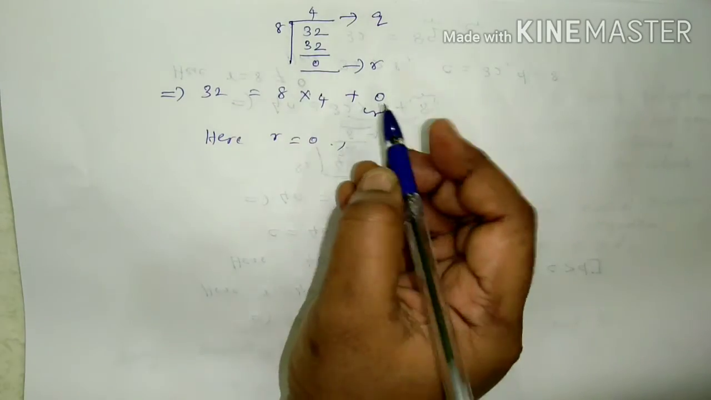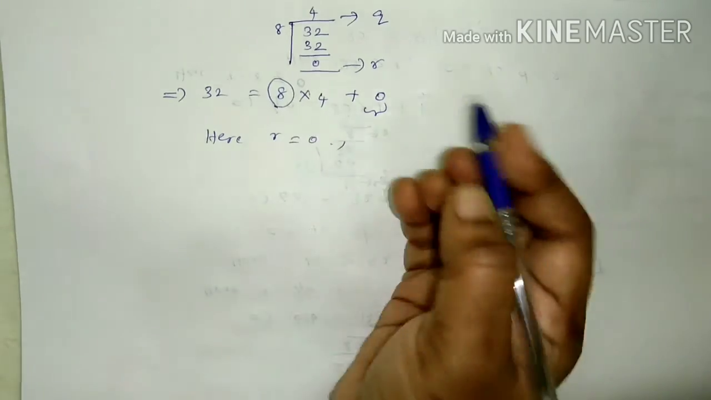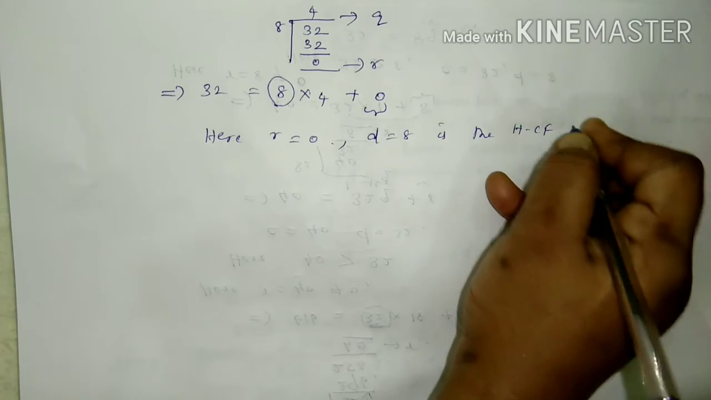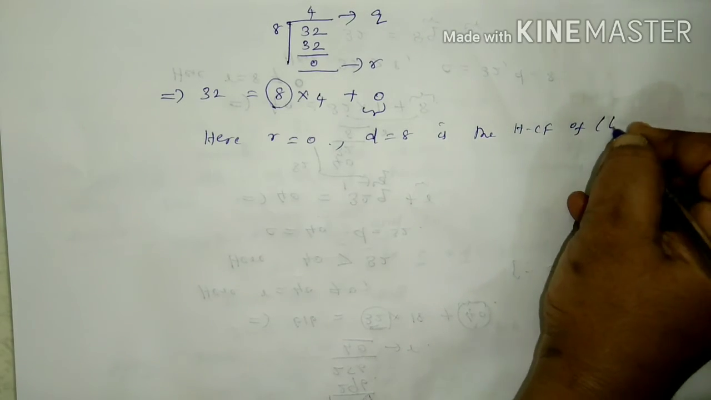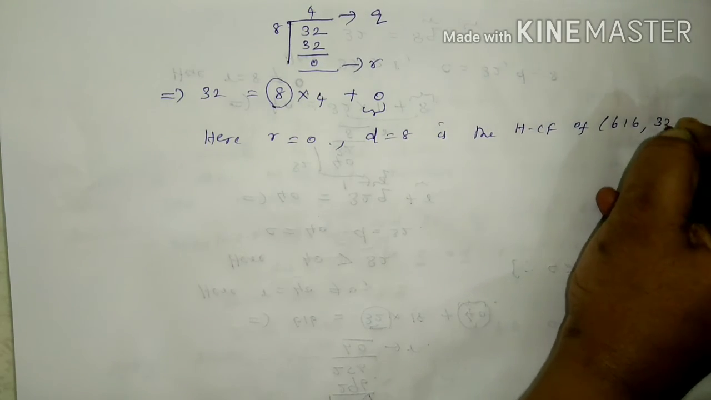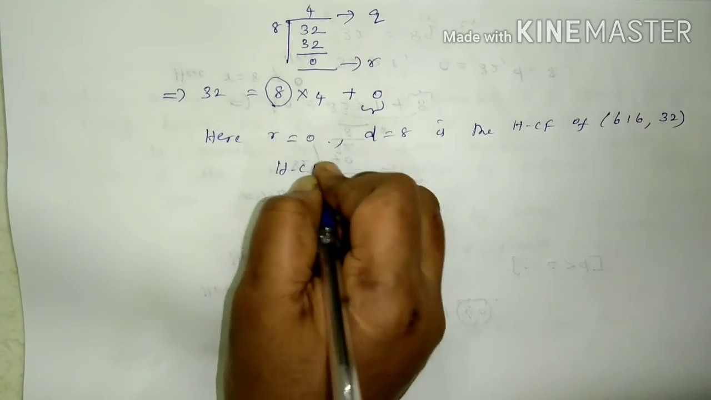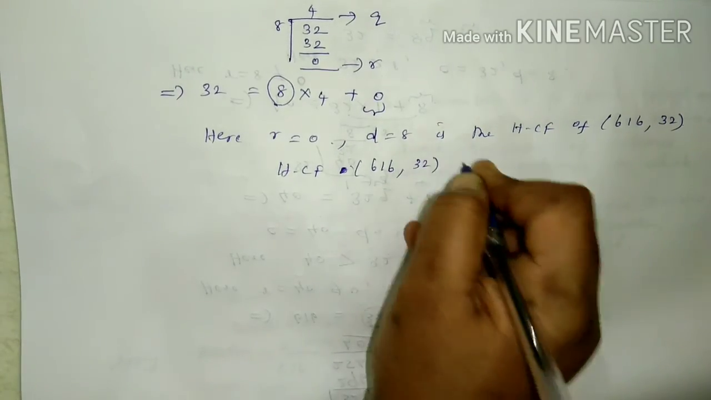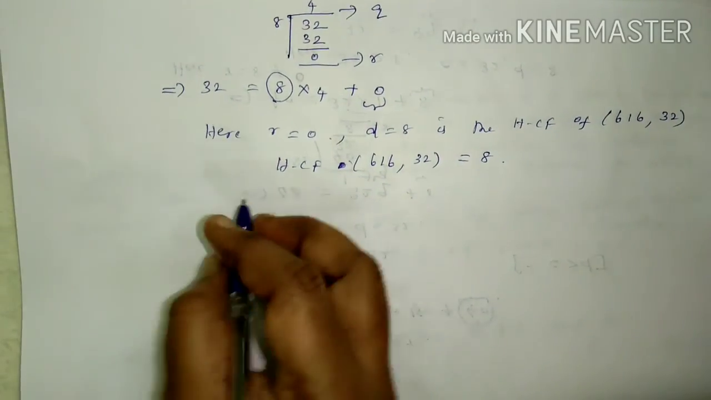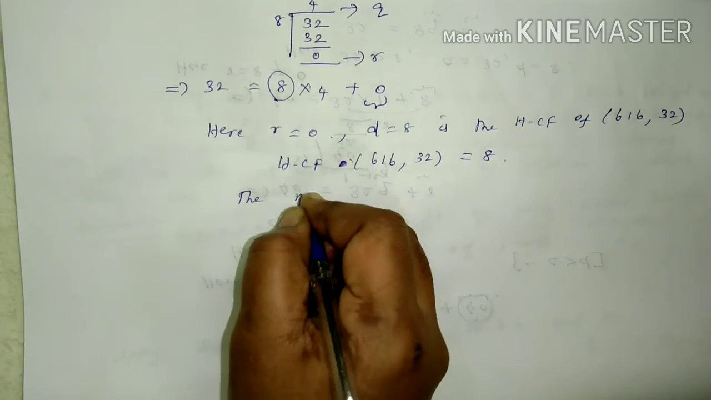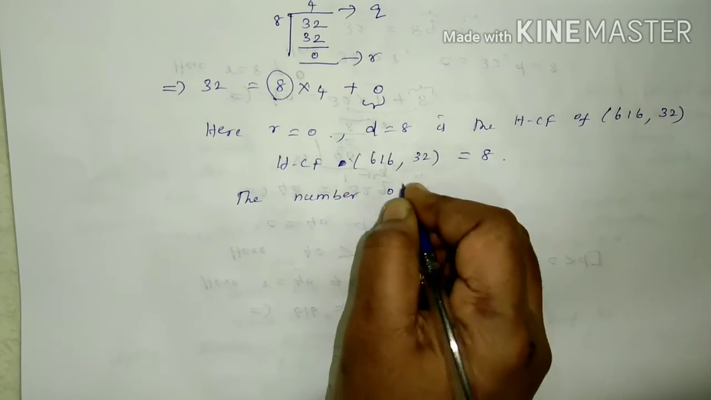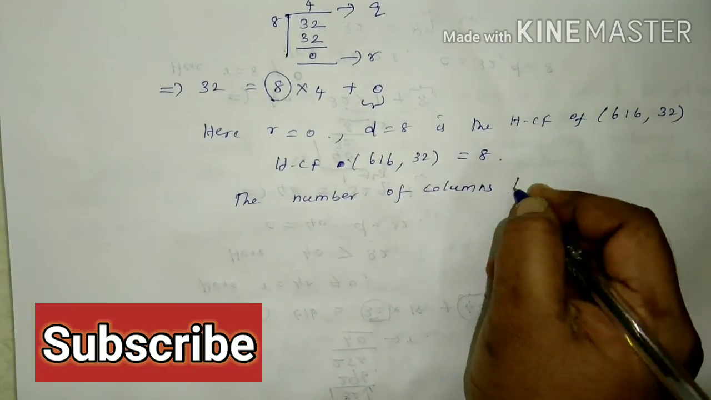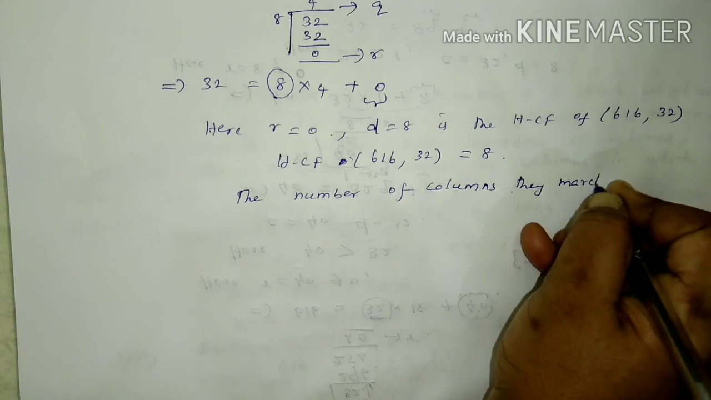That means we can stop the process, and the D value at this stage is the HCF of the given numbers 616 and 32. That is, the HCF of 616 and 32 is 8. Therefore the maximum number of columns in which they can march is equal to 8.